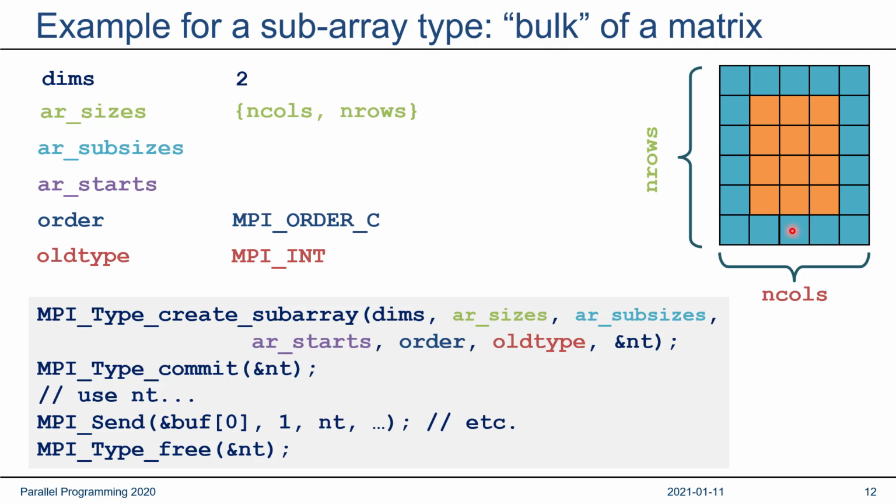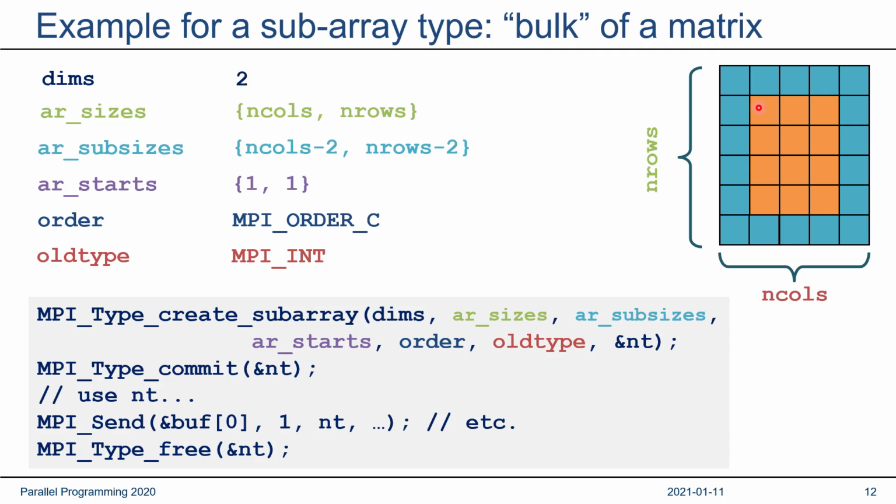Of course, this particular type could also be defined using MPI type vector, but you will see the flexibility of this when you see what we're doing here. So the dimensions count is 2, of course. We have a two-dimensional matrix. AR sizes is just the dimensions of the matrix, so n rows and n columns here. AR subsizes, that's the actual dimensions of the subarray we want to address. In this case, each dimension of the new data type should be 2 less than the original dimension. So it's n cols minus 2 and n rows minus 2, because you want to cut away one layer of elements on the outer boundary.